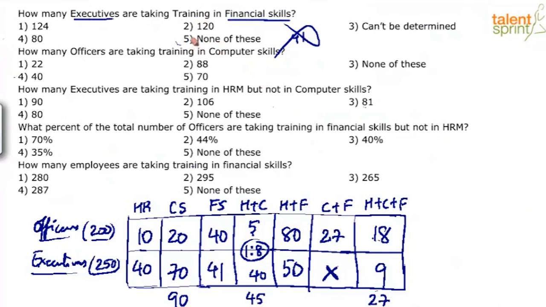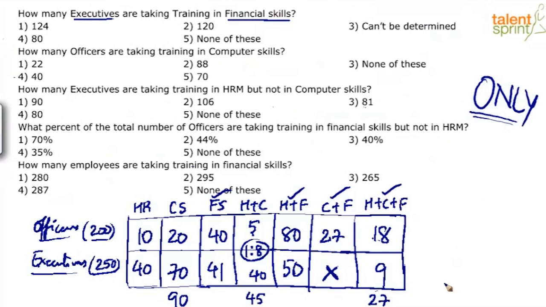Because remember, the question did not ask how many are taking training in financial skills only. The question says how many are taking training in financial skills. Able to follow? 41 is the number of executives who are taking training in financial skills only. But is the word only given here? Remember, I told you only is not only. Only is very powerful. So the number of executives taking training in financial skills: take all the areas: financial skills, HR plus financial skills, computer skills plus financial skills, and HR plus computer skills plus financial skills. Because finance comes here in all these 4 sets. So how many executives? 41 plus 50 plus, this is anyway 0 and this is 9.